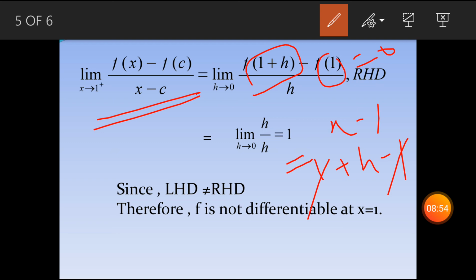It means your left hand derivative is minus 1 and your right hand derivative is plus 1. So the left hand derivative is not equivalent to the right hand derivative. Therefore, f is not differentiable at 1. So it is a very easy approach. Whenever you want to show that a function is not differentiable at a particular point, you just show that the left hand derivative is not equivalent to the right hand derivative. That is a very easy question of limit, and you can solve it very easily.